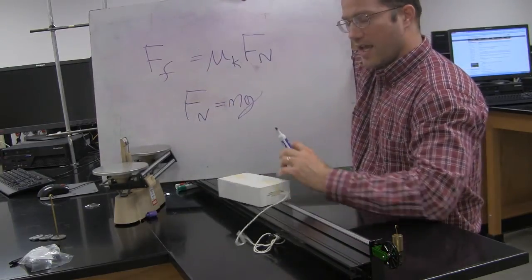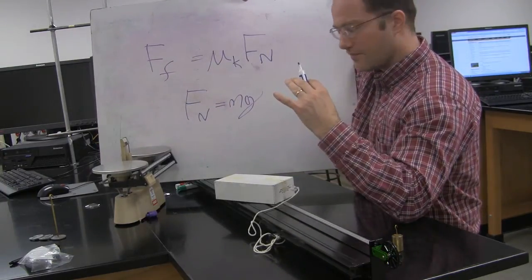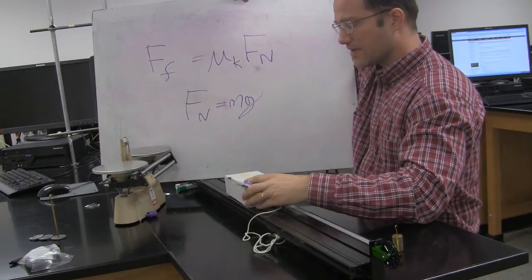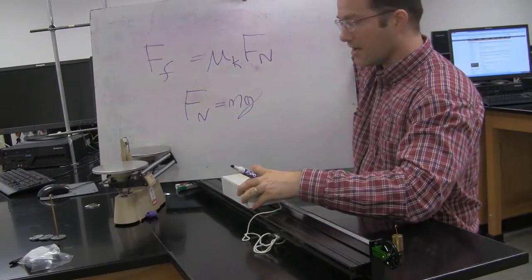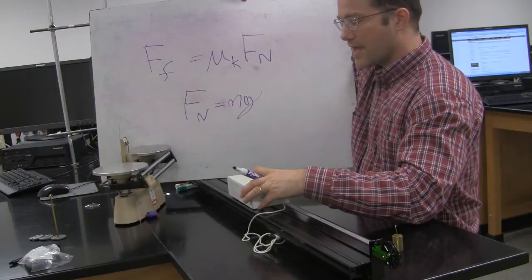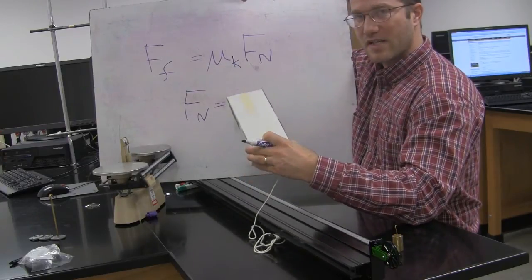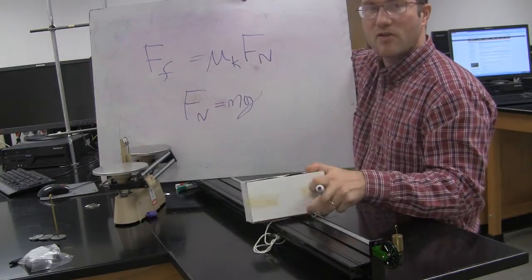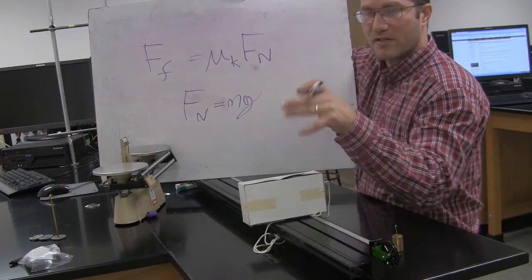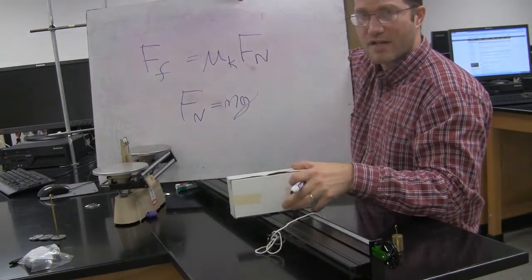But as you begin to incline this surface at some angle theta, as it gets greater and greater, eventually that normal force is going to decrease, and when it's vertical, there's going to be no normal force. No force perpendicular to the surface. The box is just going to drop straight down.